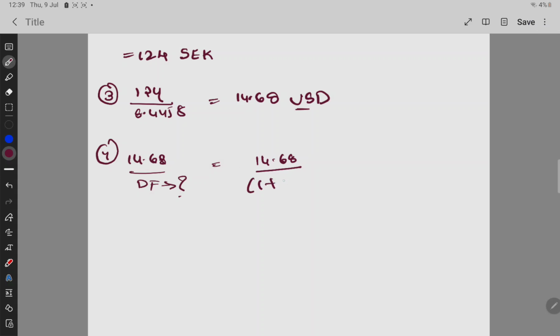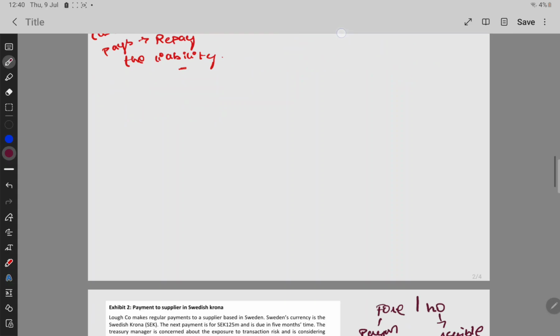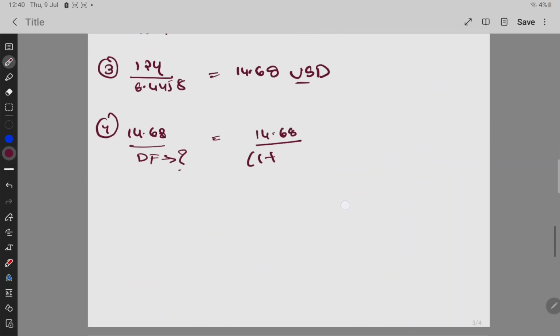Plus what is our rate? 2.2%. Again, don't forget to prorate. I'll just calculate this. 5 divided by 12 plus 1, divided by 1.009, and 13.68. It comes to approximately 14.81.